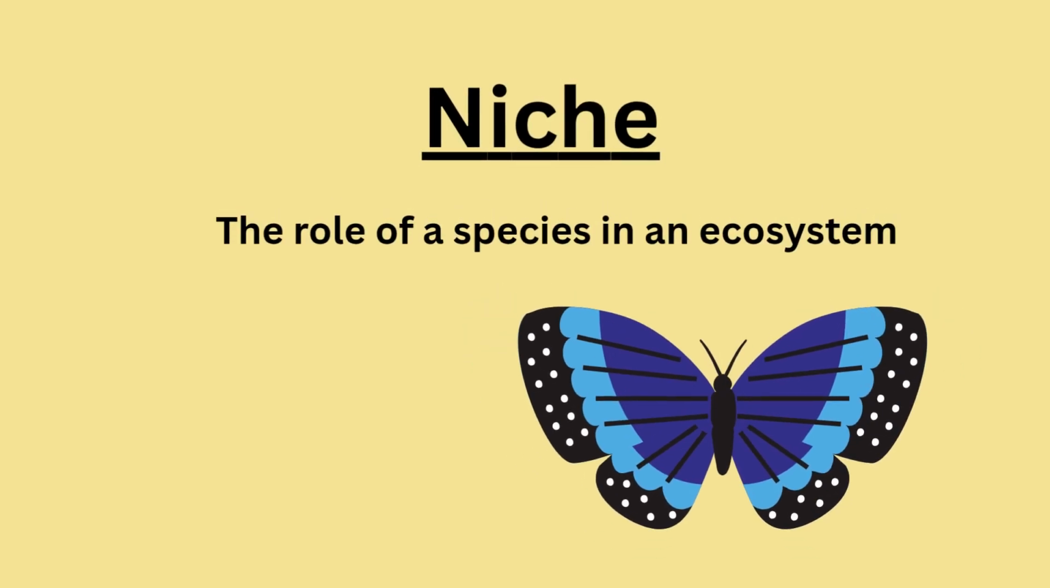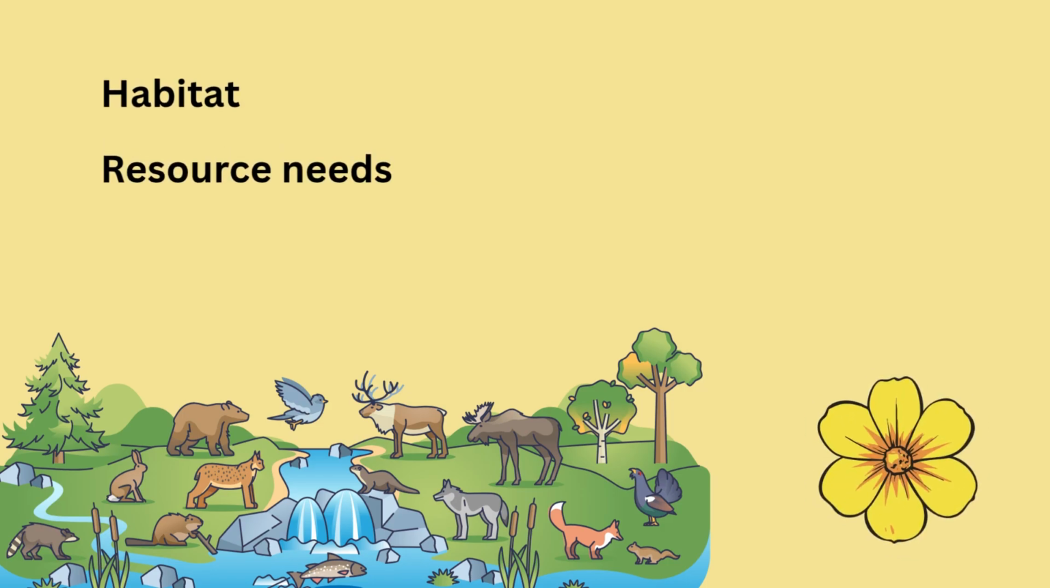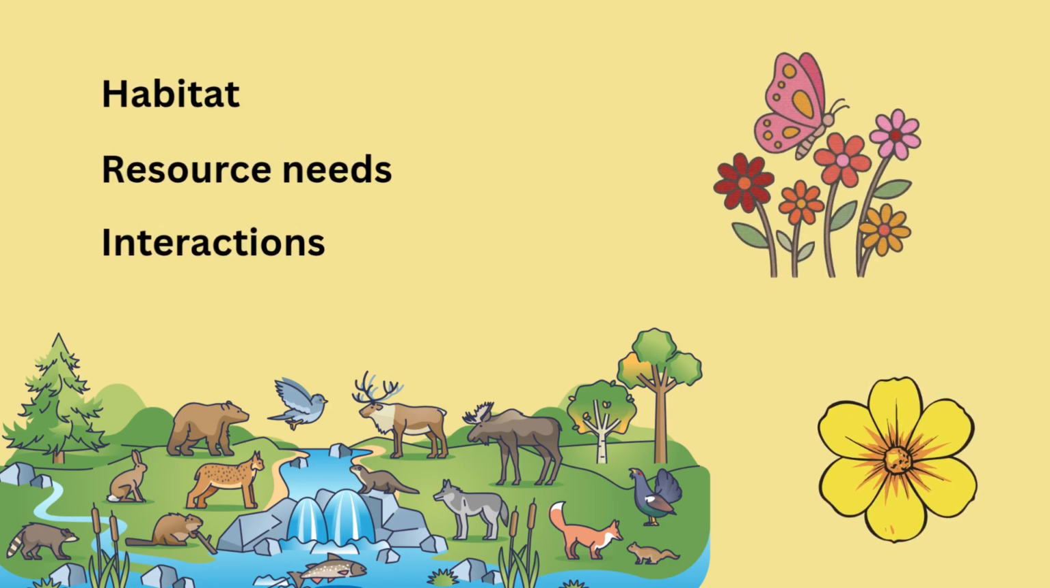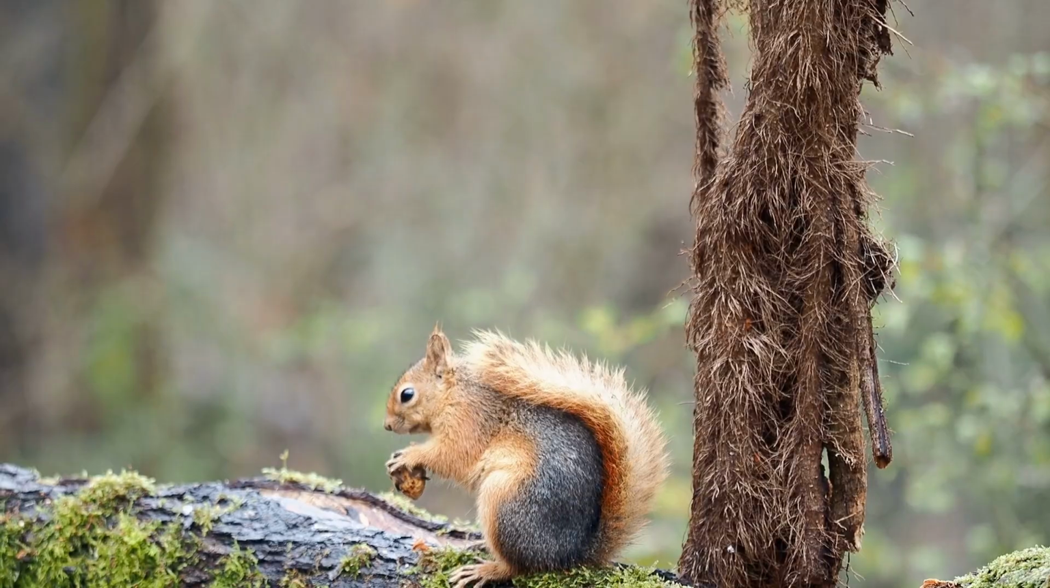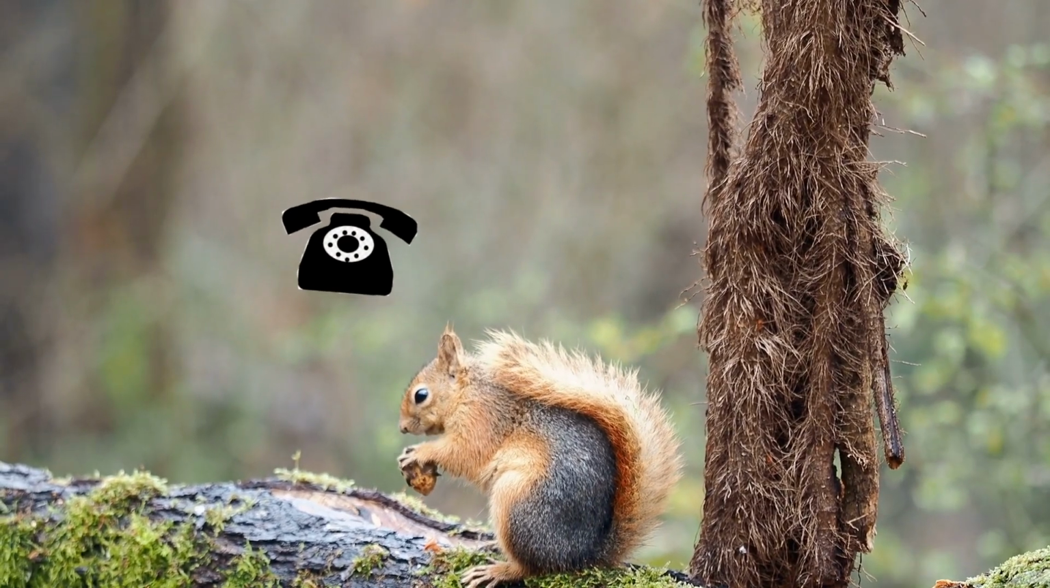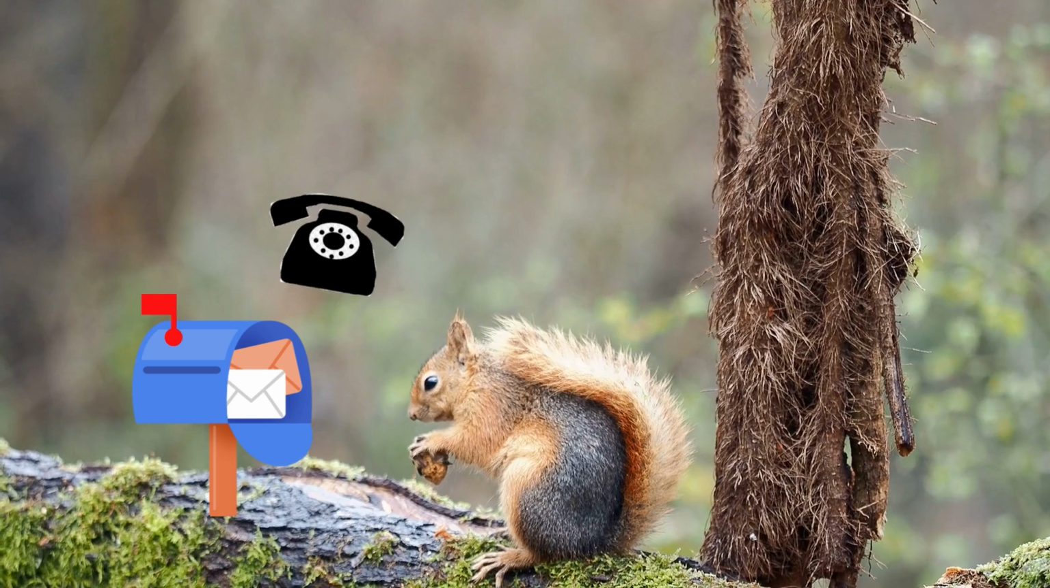So, to summarize, a niche is the role of a species within an ecosystem, encompassing its habitat and resource needs, and its interactions with other organisms, which together determine the species' fitness and survival. Due to climate change, species are going through the process of niche tracking, shifting their realized range. So the next time you call up a species, ask them what their new address is, as it might have changed.